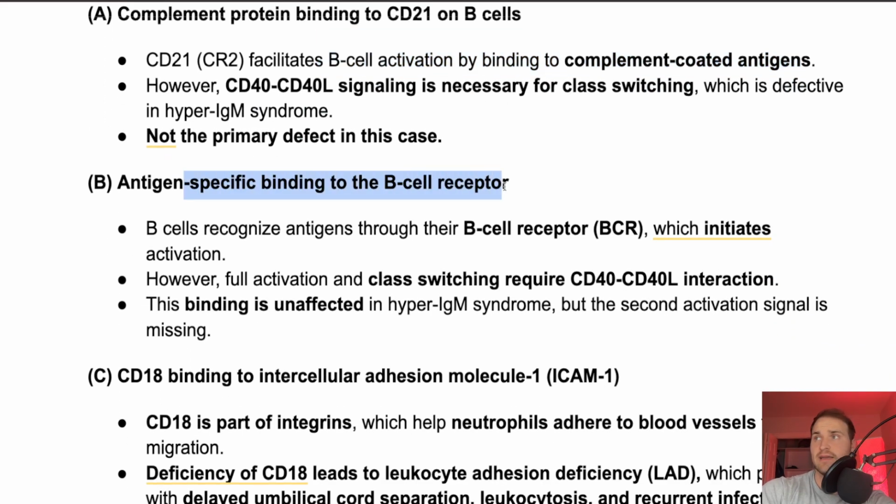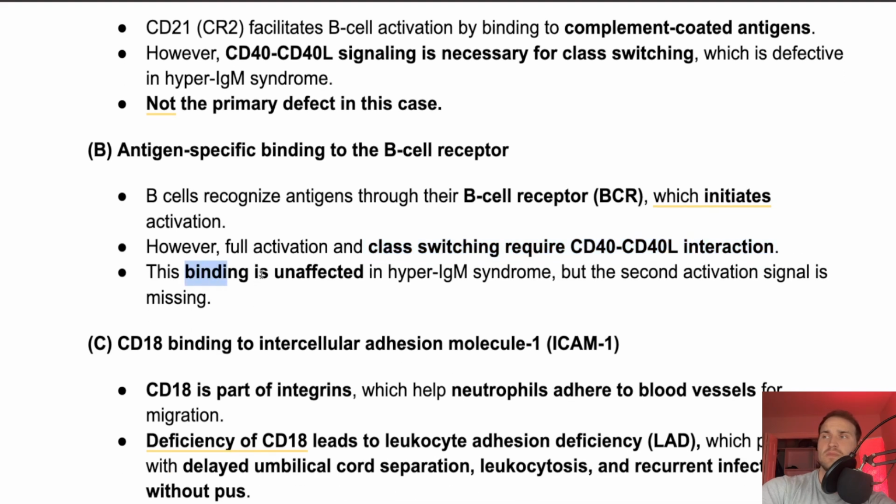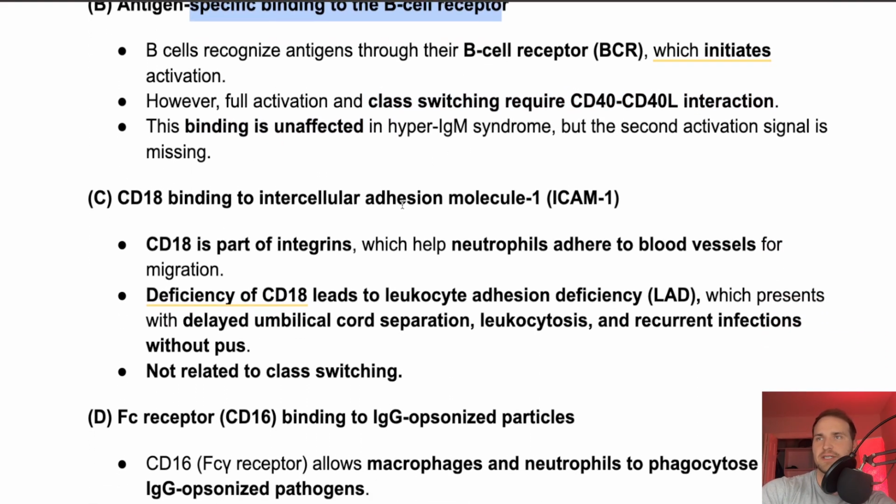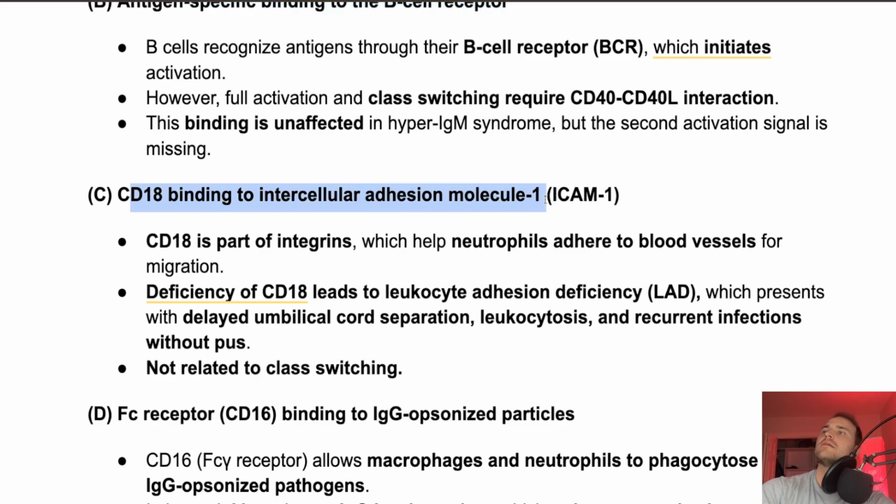Antigen specific binding. So B cells do recognize antigens through the B cell receptors, and that does cause activation. But here we're talking about the class switching. And so the binding is unaffected. So it's all fine. Antigen binding is not the problem here. It's the class switching.